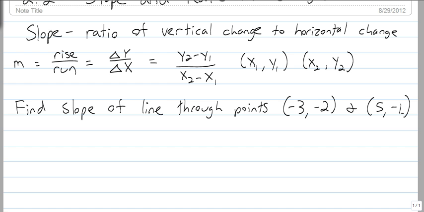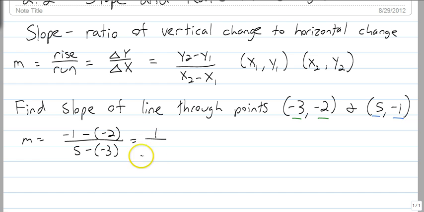The first one, you can use your equation up here, y2, y1. So I could say that this is y2, and this is my y1, and then these are my x's over here, x2, x1. So my y2 would be -1. So my slope is -1 minus a -2 all over 5 minus a -3. So -1 plus 2 is 1, and 5 minus a -3 is an 8. So the slope is 1/8.